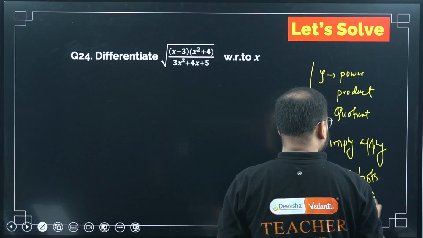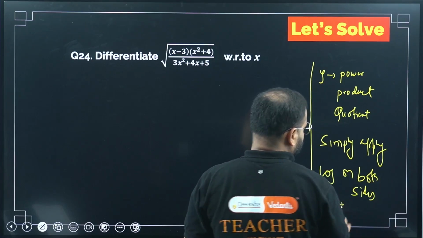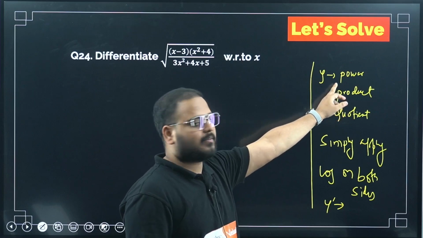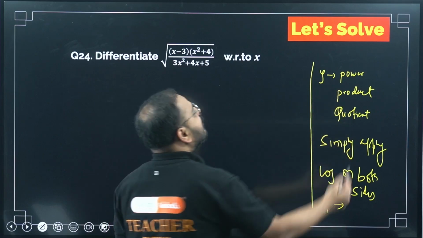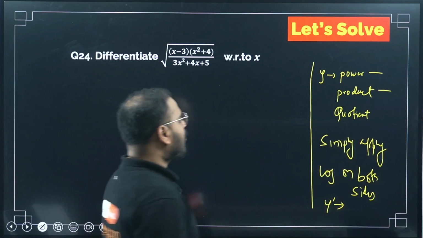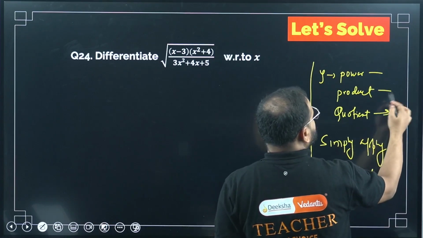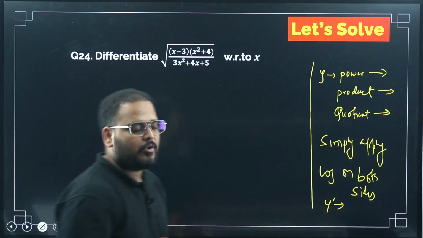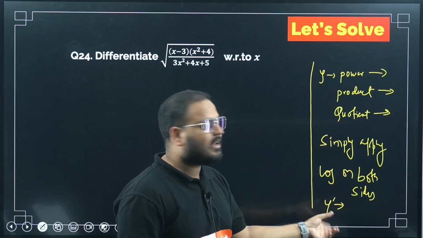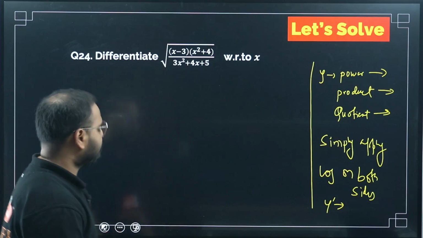Okay, and then what you're going to do? Then you can do the derivative part. If the power is present in the function, if a product of two functions is present, or a quotient is present, for all these situations, what you have to do? Apply log on both sides, and then find the derivative. So we will check here. Please check here.